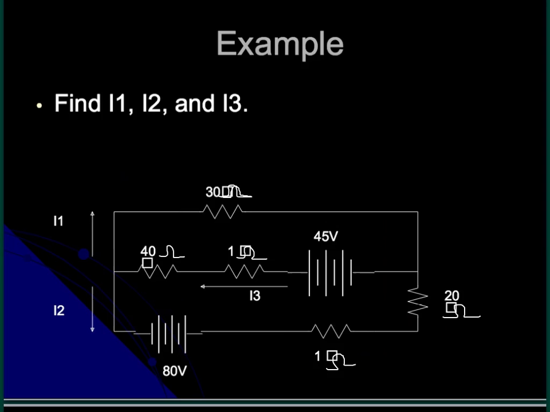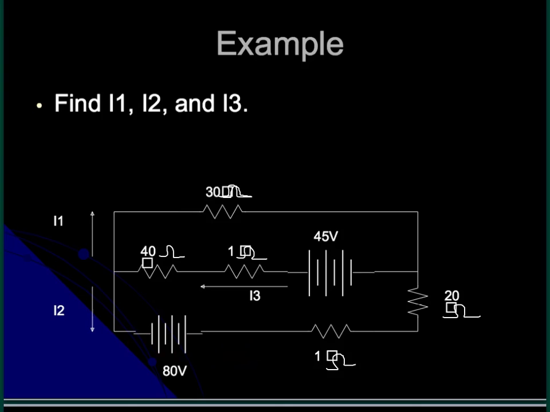Okay, this circuit is a little bit more complicated because we have two batteries, and we've got one loop here, we've got another loop here, and actually we have a third loop around the outside. So it's important to be able to identify the loops.